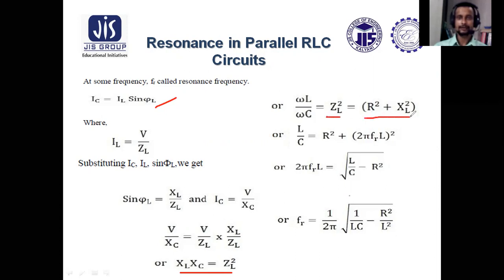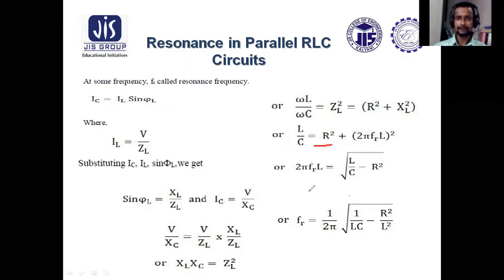Now ZL square equals R square plus XL square. It is very simple. Now L by C equals this. What is R? R is the resistance of the coil and XL is the inductive reactance of the coil. Now L by C equals R square plus (2 pi FR into L) whole square. XL can be substituted by 2 pi FR into L. Why is FR placed here? Because we are equating this equation from this one, and this equation is valid only at resonance. That is why the corresponding resonant frequency is put here.